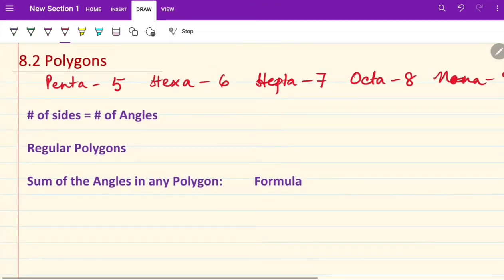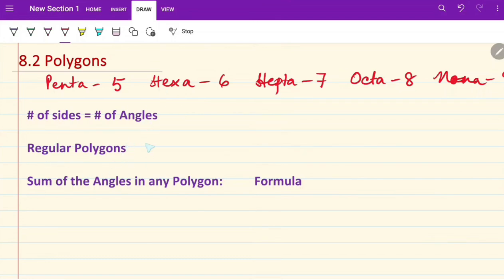Now, the number of sides in a polygon is equal to the number of angles. So depending on the number of sides a polygon has, it will have the same number of angles. Therefore, a seven-sided polygon, which is a heptagon, will have seven angles within it. A hexagon has six sides with six angles within it.